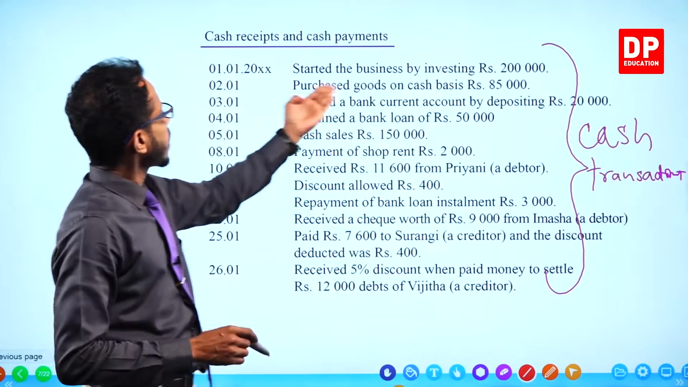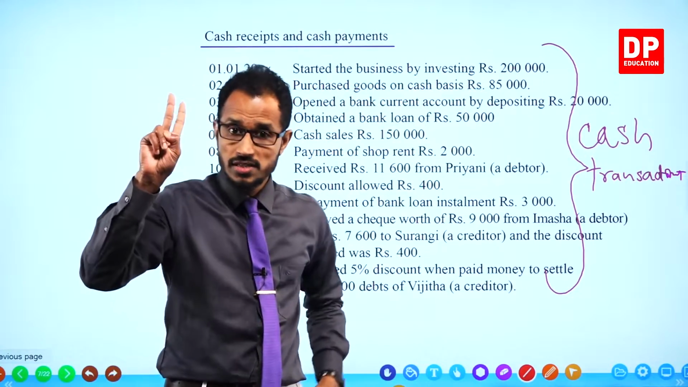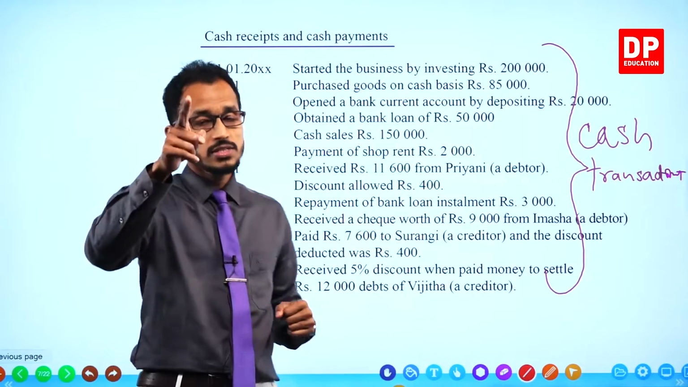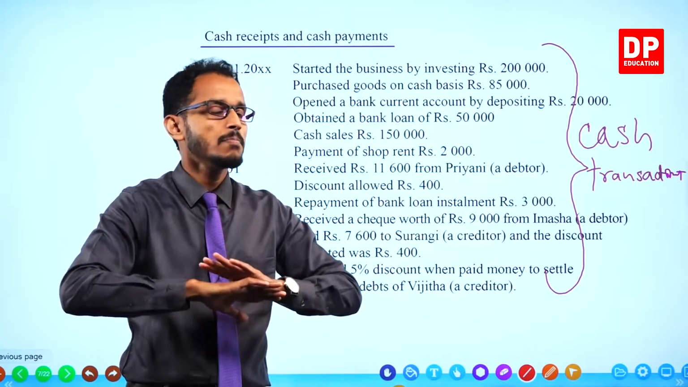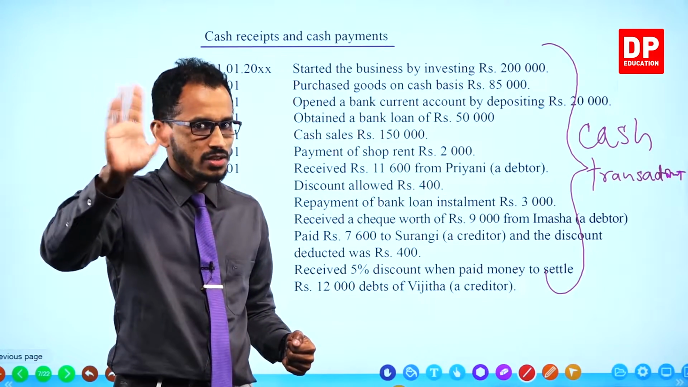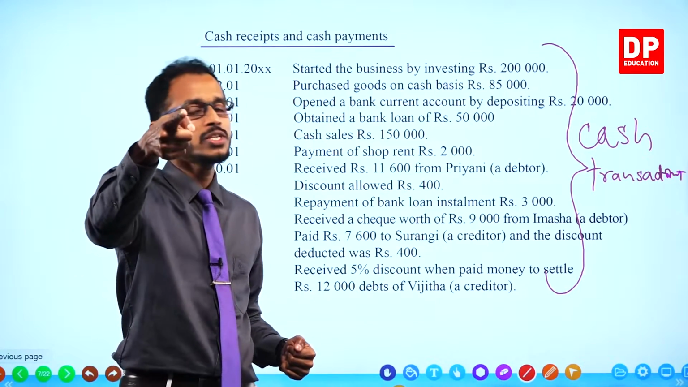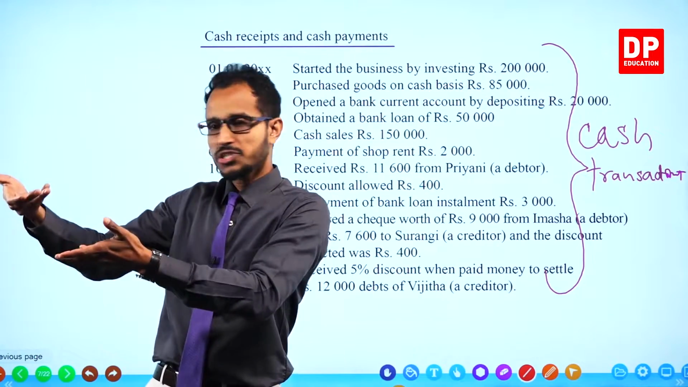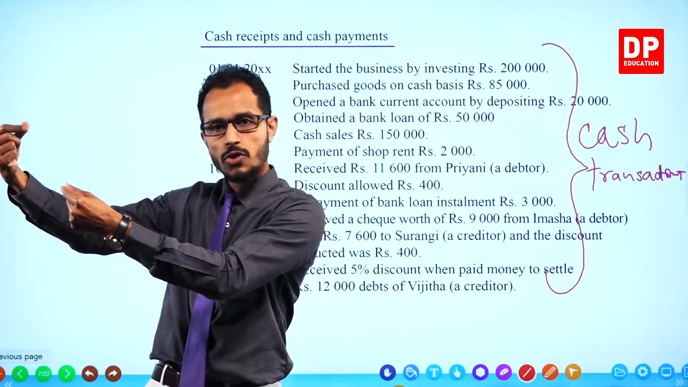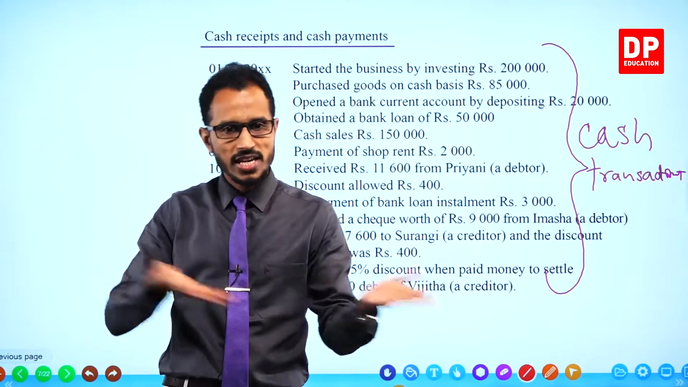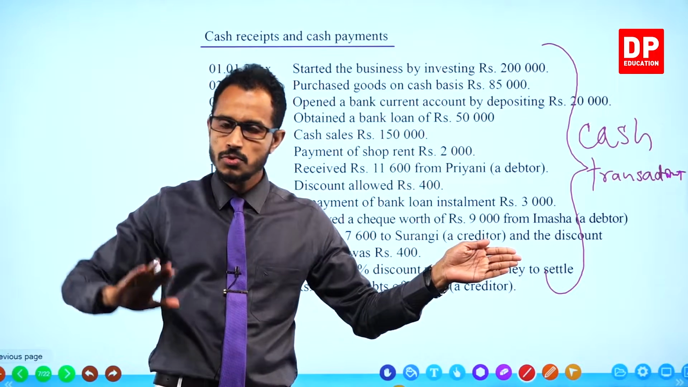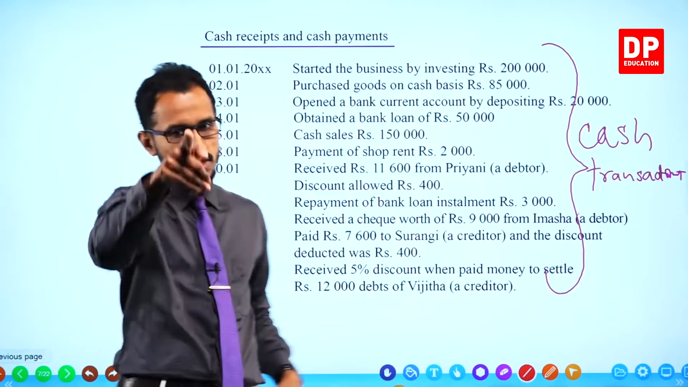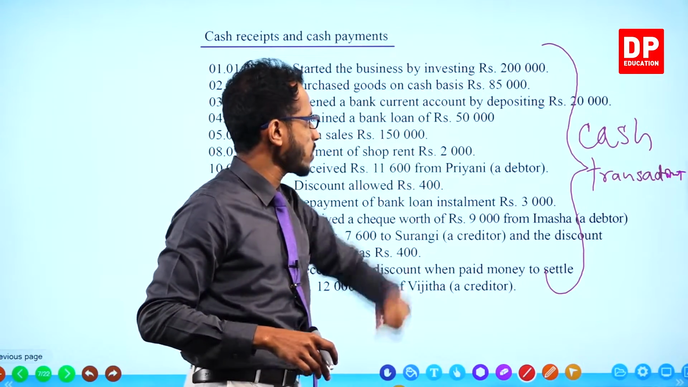Here we go. Started the business by investing 200,000. The owner brings in money. That is capital. You are not the owner. If you consider yourself the owner, you are going to mess up all the accounts. You consider yourself as the accountant of the business. As the accountant, you get money coming from the owner to the business. Cash in, debit to the cash book, double entry, credit to the capital account.